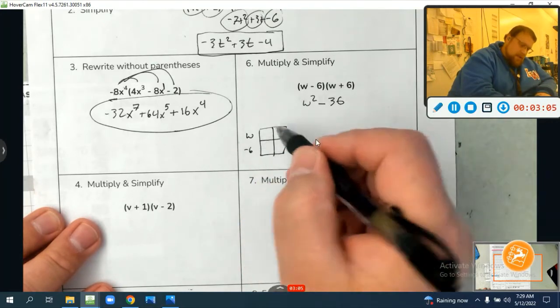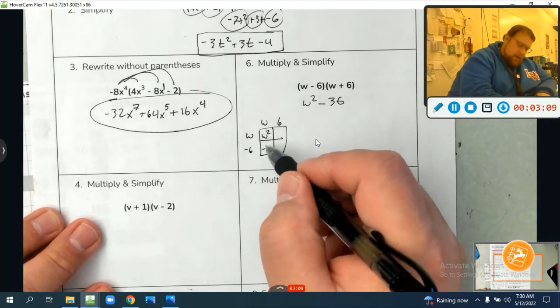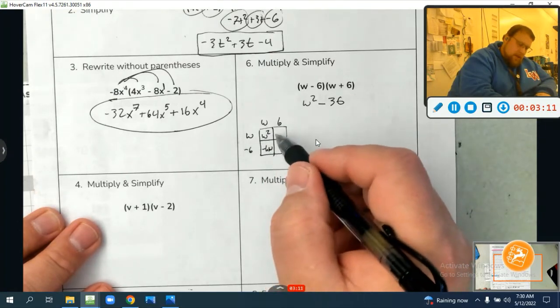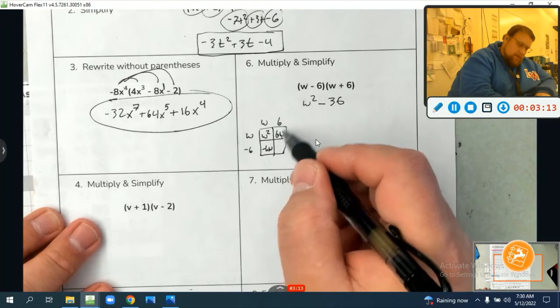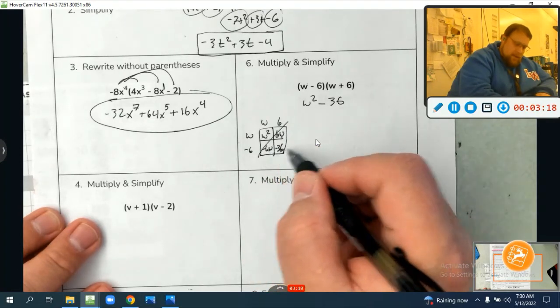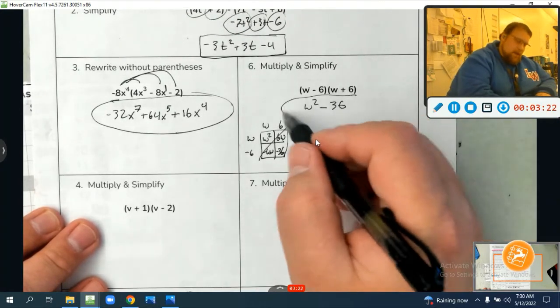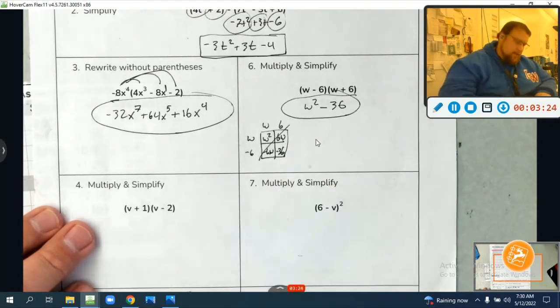W minus 6, w plus 6, right? W squared minus 6w. This is why the middle cancels out, because then it's going to be positive 6w, so those are going to cancel out, right? And then the last term is -36. That's why this works, okay? But difference of squares is really nice when you see it.